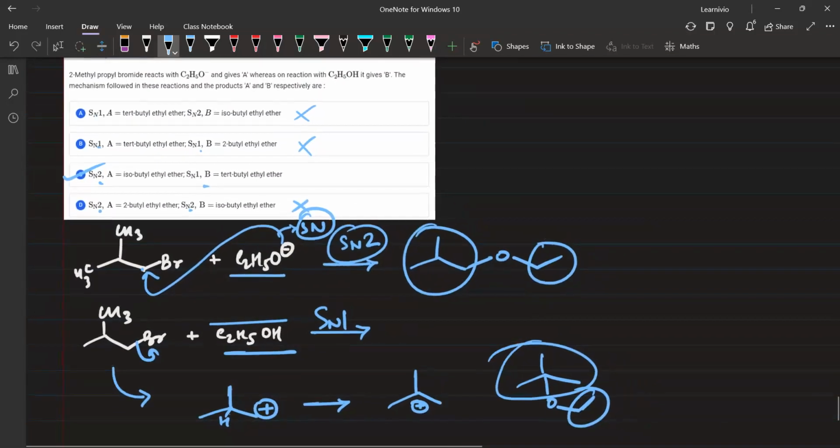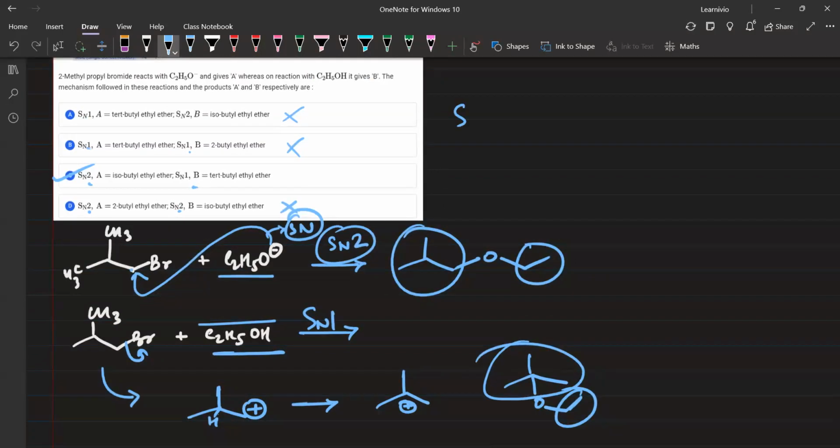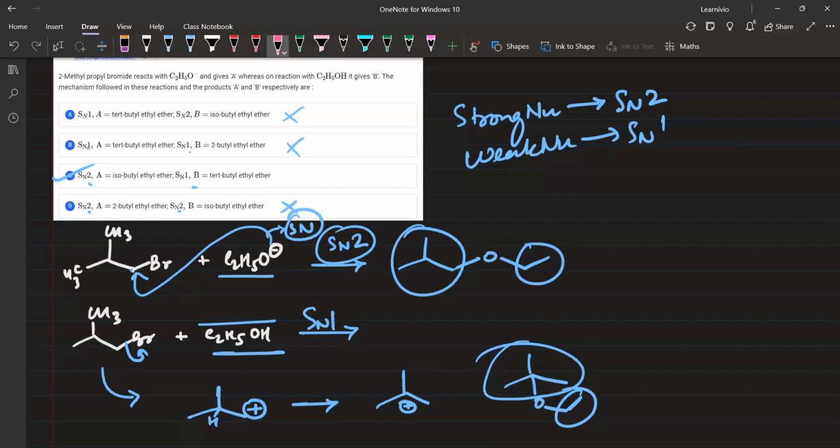I think we discussed this in the last lesson. When you have a strong nucleophile, then it is going to show SN2. And if you are having a weak nucleophile, then it is going to show SN1. How to identify whether something is strong? You have to see. It will generally have a charge. What charge? Negative charge. And weaker nucleophiles are generally neutral. Okay, this is how you have to do.